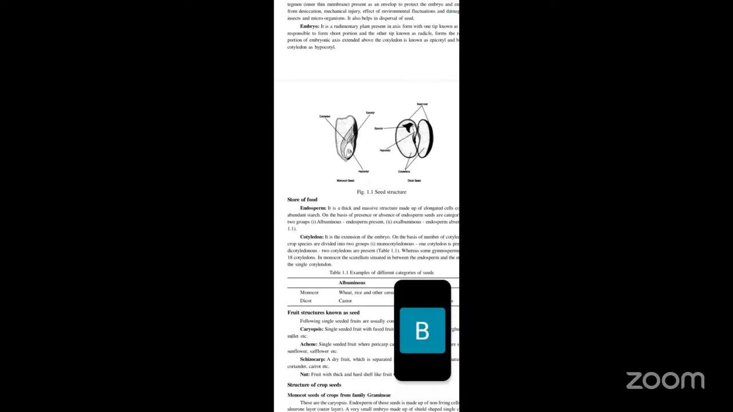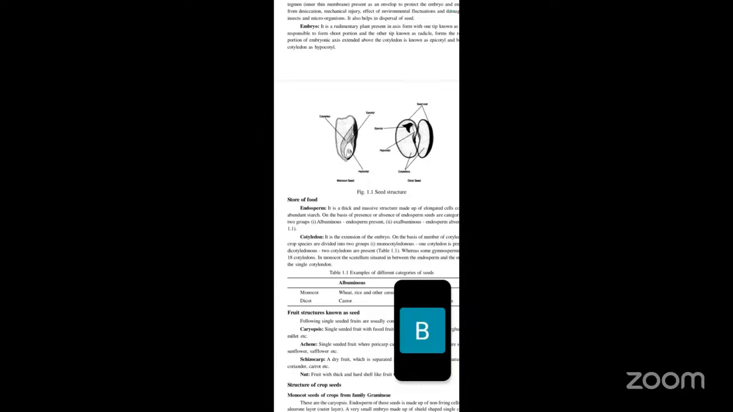The cotyledon is an extension of the embryo. On the basis of the number of cotyledons, crop species are divided into two groups. One is monocotyledons, containing only one cotyledon. Dicotyledons contain two cotyledons. Some gymnosperms have 2 to 18 cotyledons. In monocots, the scutellum is situated between the endosperm and the embryo as the single cotyledon.